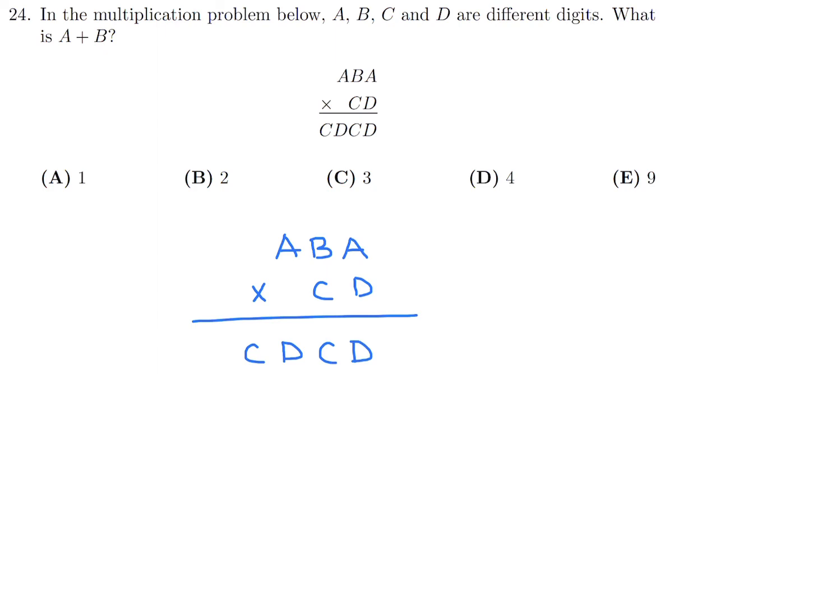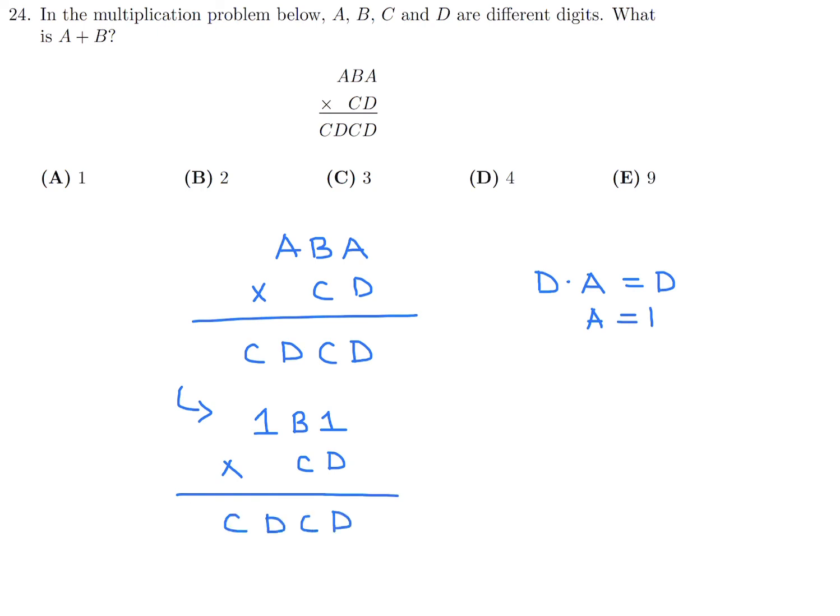Okay, well, the first thing I notice is that when you do this kind of multiplication problem, the very first step is, of course, going to be D times A, correct? And D times A is apparently just D. So that basically means that A is equal to 1. Correct? So this boils down to just 1B1 times CD is equal to CDCD, like that.